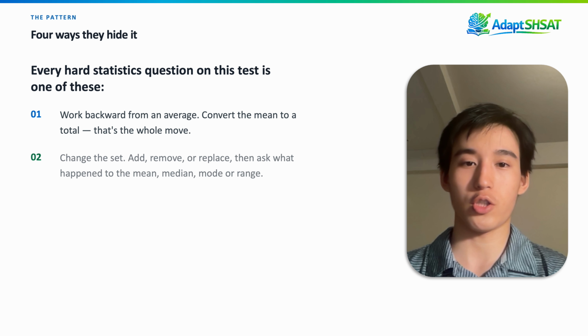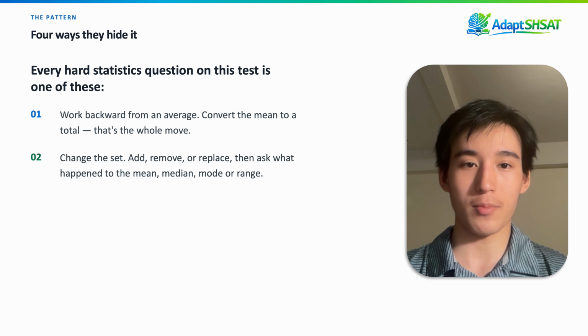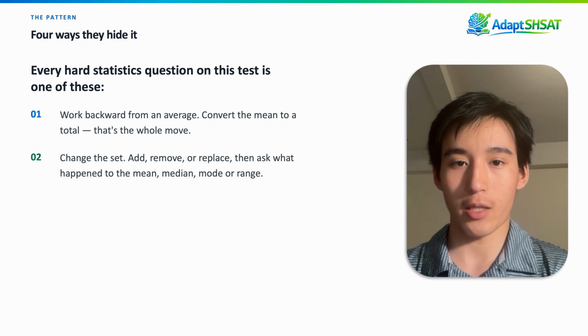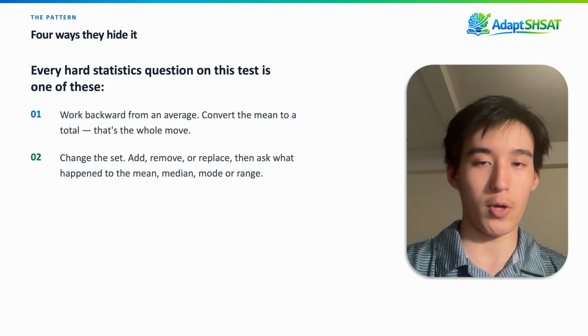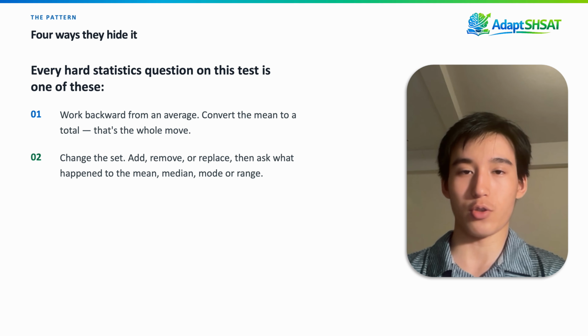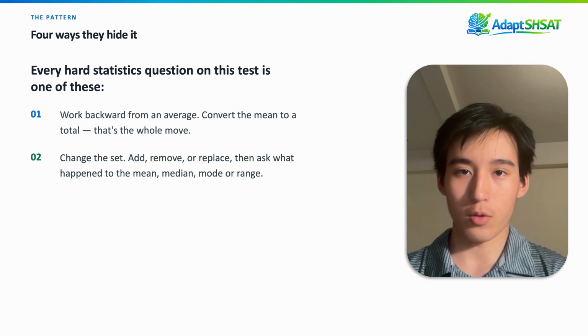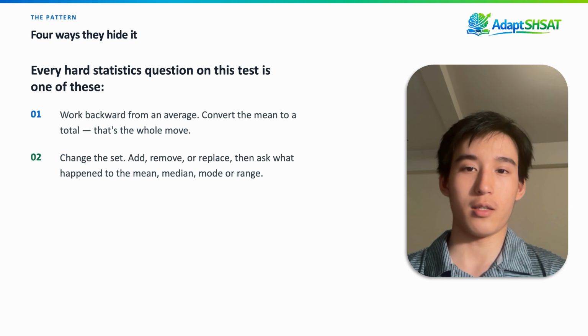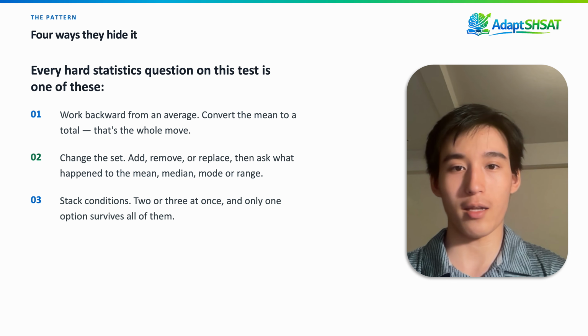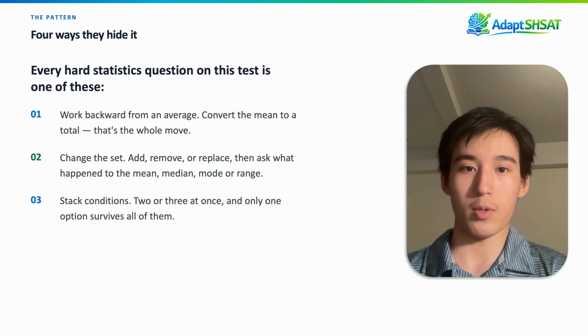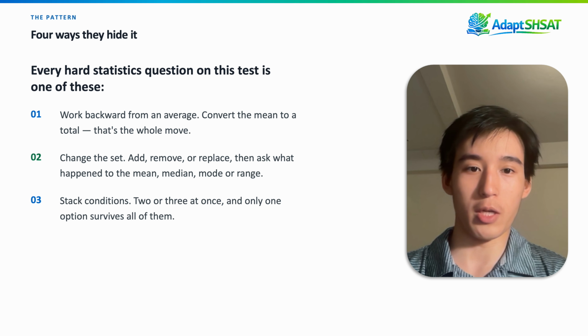The second type of question is changing the set. If you add something and remove something, and they ask what moved, the trick is you have to think about what actually happened rather than just computing everything out. The third type is stacking conditions. So let's say we have a mean and a median and a range and a minimum. Only one option can survive everything. So this is a great way you can use the process of elimination.